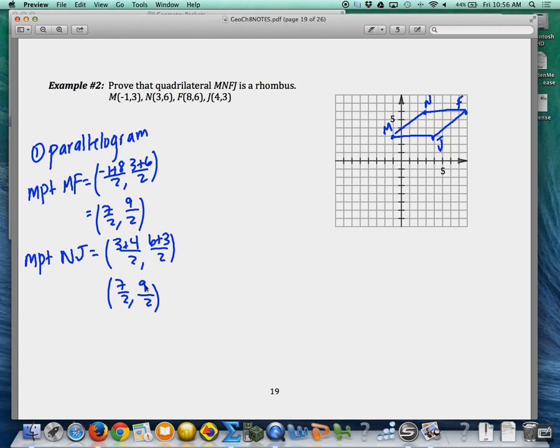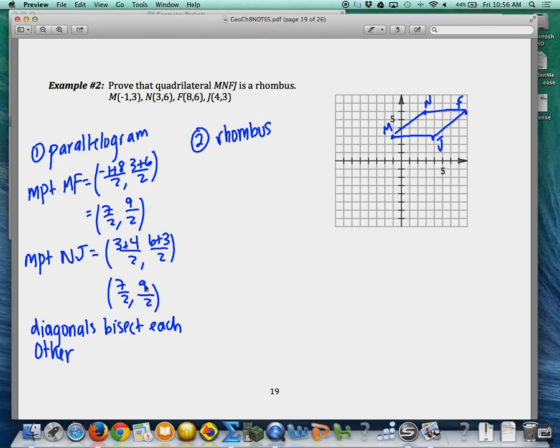Okay, so this is a parallelogram. Why? This is the midpoint source. The diagonals bisect each other. Okay, so it's definitely a parallelogram. Now we need to show that it's a rhombus.